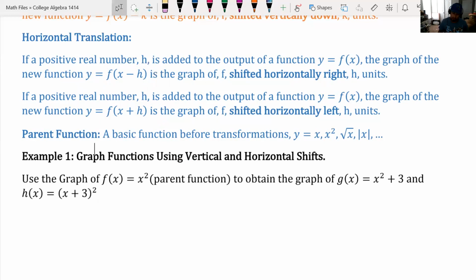All right. With that being said, let's go ahead and practice these new transformations on the given parent functions. And a parent function is a function before any transformations have been applied. That's what a parent function is. So x squared, square root of x, absolute value of x, anything without a transformation.